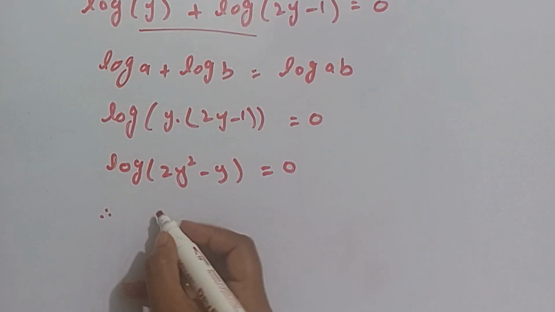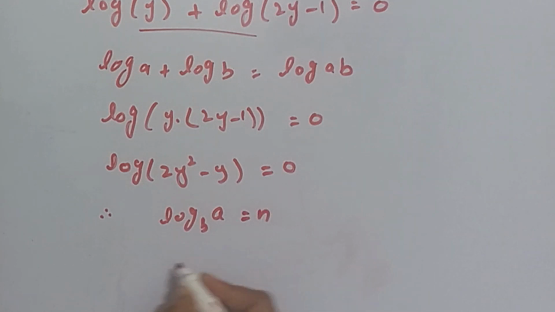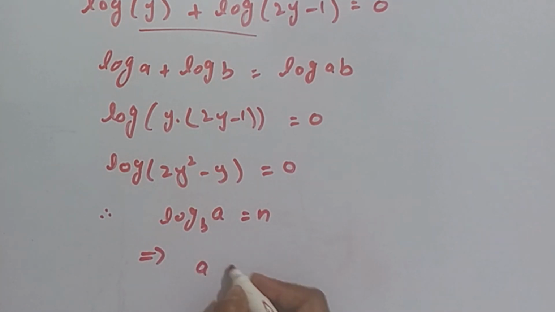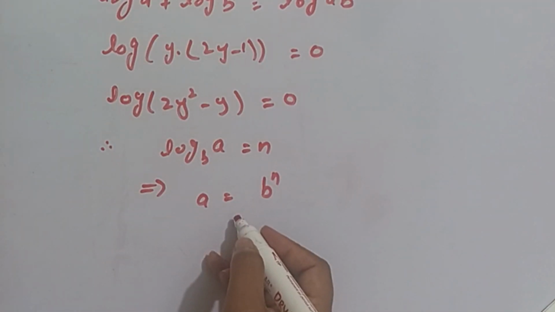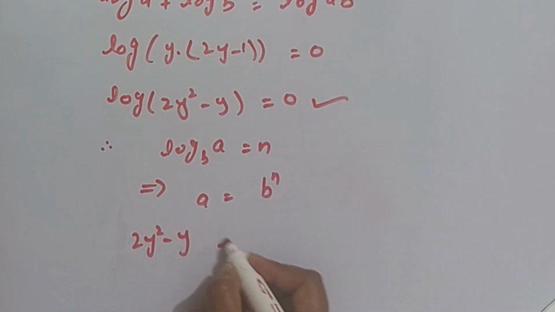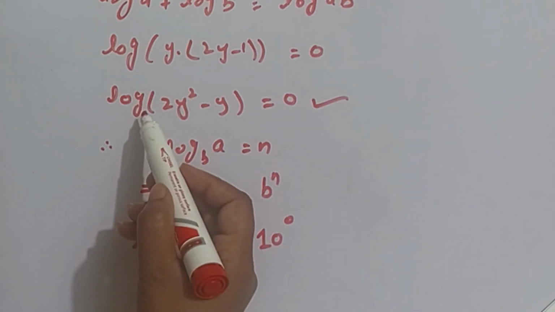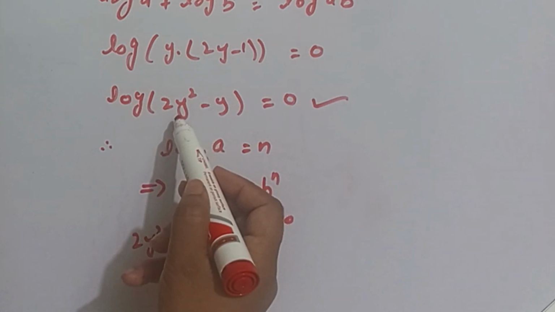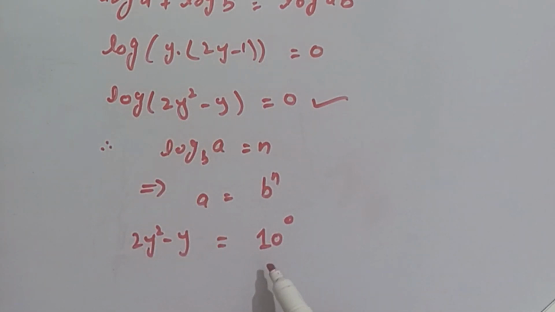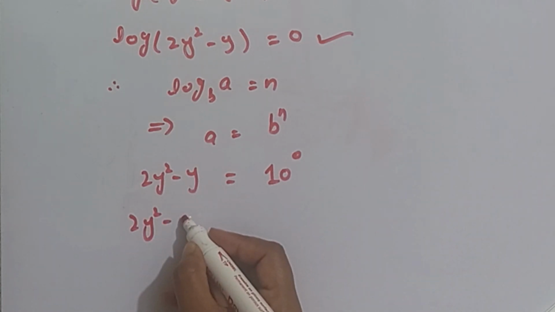Now here we use this property: if log a with base b is equal to n, then we write this as a is equal to b raised to the power n. So according to this identity, we write this equation as 2 times y squared minus y is equal to 10 raised to the power 0. Why here we write 10? Because in this case the base is not given, and if the base is not given, then the base is 10. So here we write 10, and we know that 10 raised to the power 0 is just 1. So this will become 2 times y squared minus y is equal to 1.